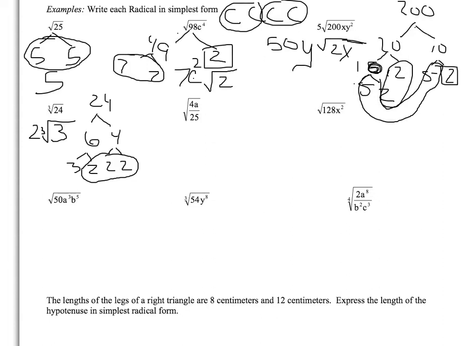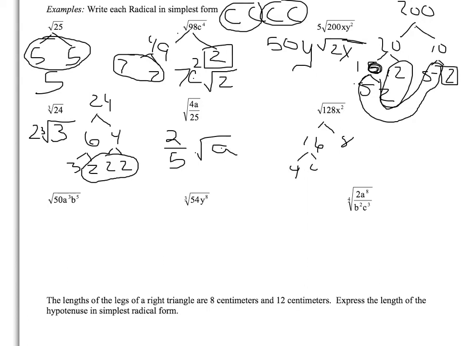Next one, radical 4a over 25. Hopefully you know the square root of 4 is a 2, and the square root of 25 is a 5. So 2/5 will be on the outside. And then underneath the radical, you have an a. You only have one a, so that needs to stay underneath the radical so you don't have pairs there. For 128x squared, 128x squared breaks down to 16 and 8.